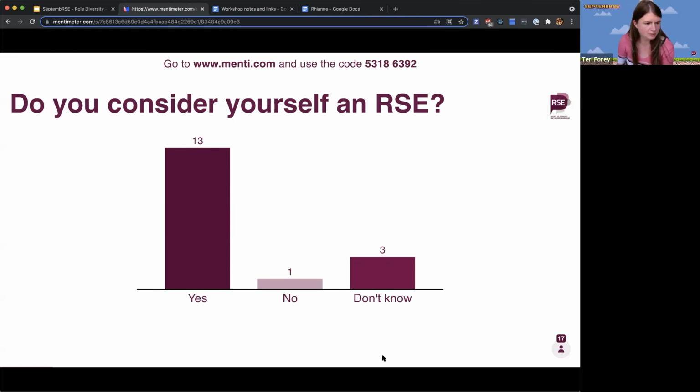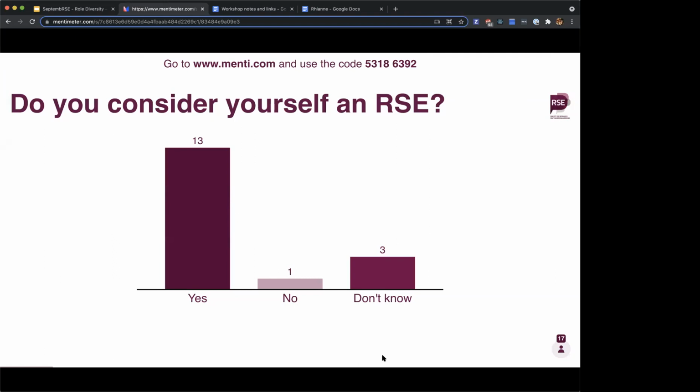Yeah, I think someone's also put in the chat, just discovered RSE, don't know if it speaks to me, don't think my skill level is sufficient yet to confidently declare myself an RSE. And that's a really interesting one. I think we're going to come to that in the second half when we talk about the different personas and what is an RSE.